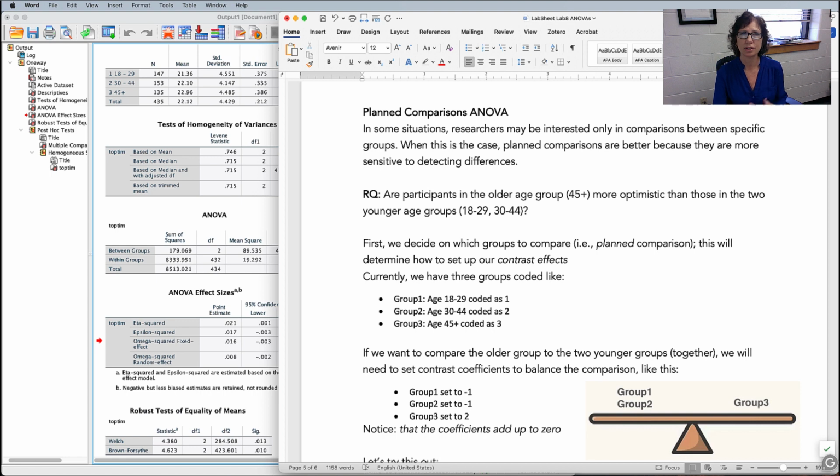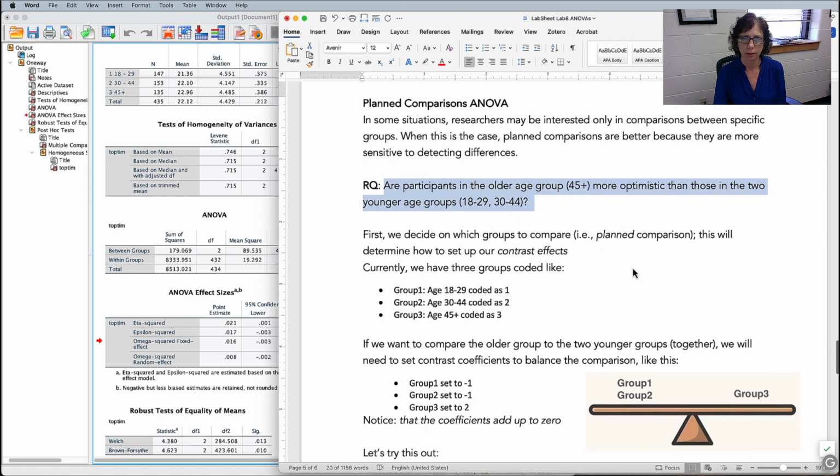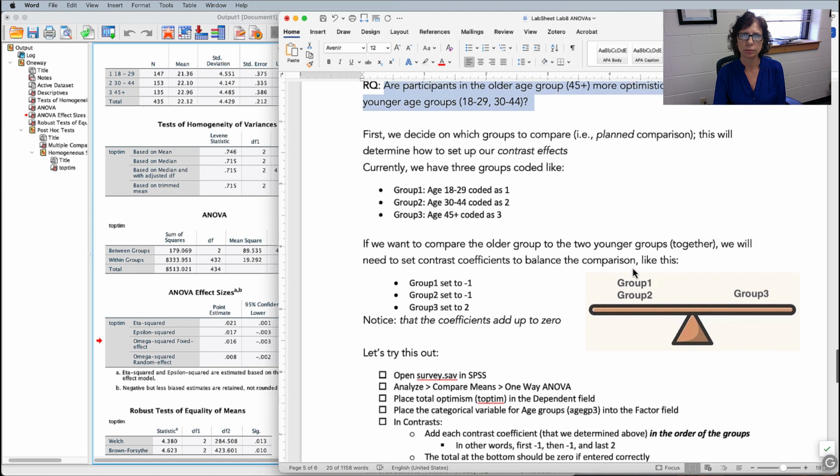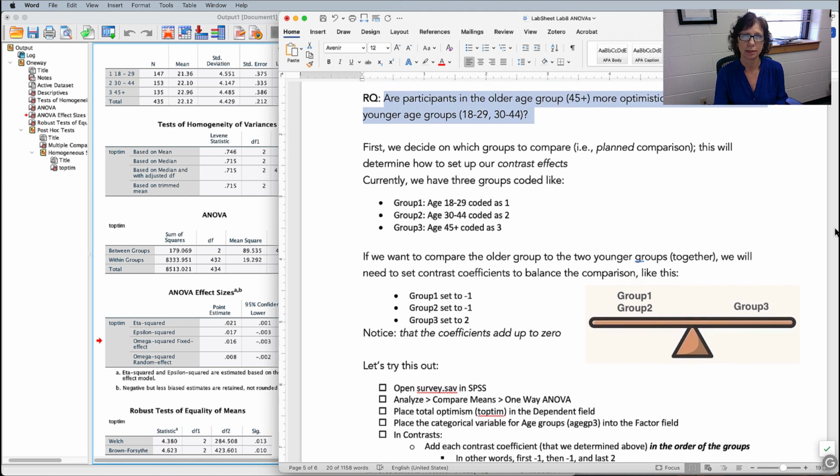So, and that's the first thing we got to figure out. Like, it's a very similar question. Are participants in the older age group more optimistic than those in the two younger age groups? So the 18 to 29 and the 30 to 44 groups. So first, when we're doing a planned comparison, we have to decide which groups we're comparing. And as you see, the research question itself helps us delineate that.